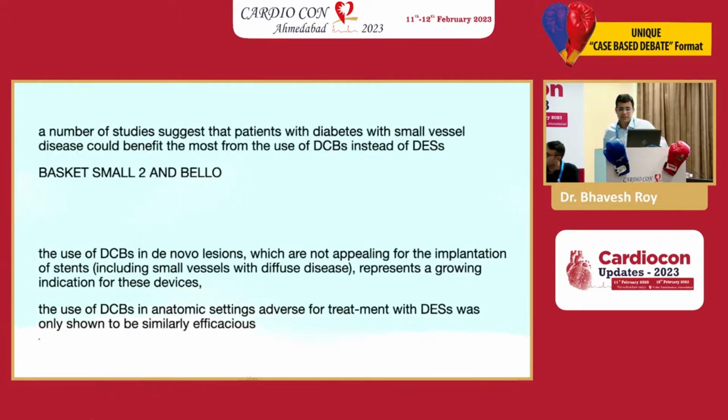A number of studies suggest that patients with diabetes and small vessel disease could benefit the most from the use of drug-coated balloon instead of drug-eluting stent. Yes, I am talking about the drug-coated balloon. Which trials? BASKET-SMALL 2 and BELLO, which our Prashant described. But what they have written, I will just write down. The use of drug-coated balloon in de novo lesions, which are not appealing for the implantation of a stent, represents a growing indication. Number one, the use of DCB in an anatomic setting adverse for treatment with the DES was only shown to be similarly efficacious. So this is the statement given by them.